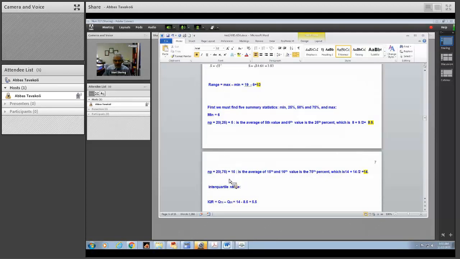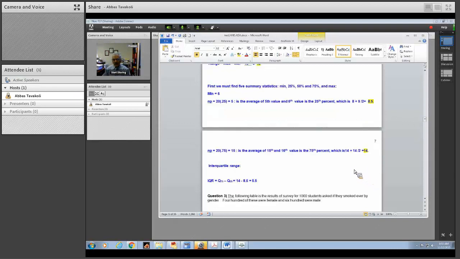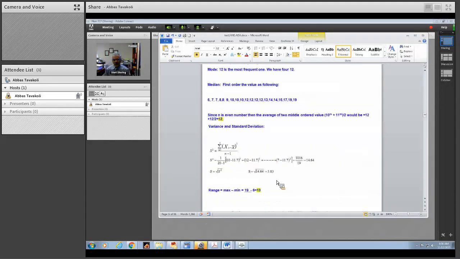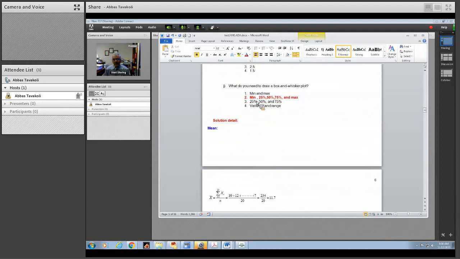For the 75th percentile, you do the same thing because it's a round number. You take the average of the 15th and 16th values, which are both 14. So 14 is your answer for the 75th percentile. Interquartile range is the difference between the 75th percentile and 25th percentile, which is 5.5. And what we need for a box and whisker plot is five values: minimum, 25th, 50th, 75th, and maximum value.